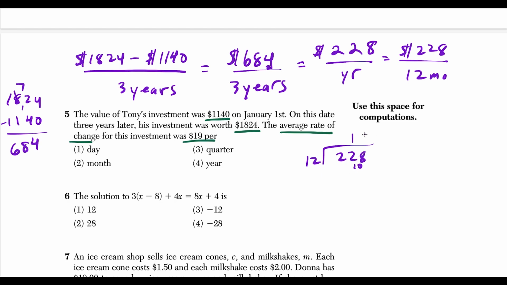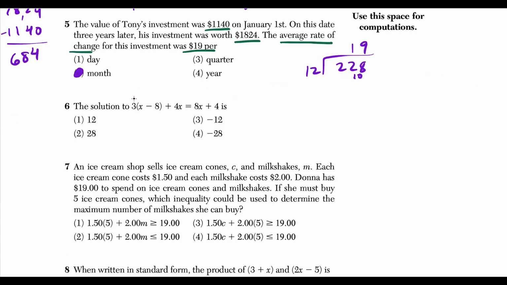And 12 goes into 108 9 times. So this would simplify here to $19 per month. So to answer this question, the average rate of change was $19 per month. Definitely choice 2. So question 6, we're just going to solve this equation.